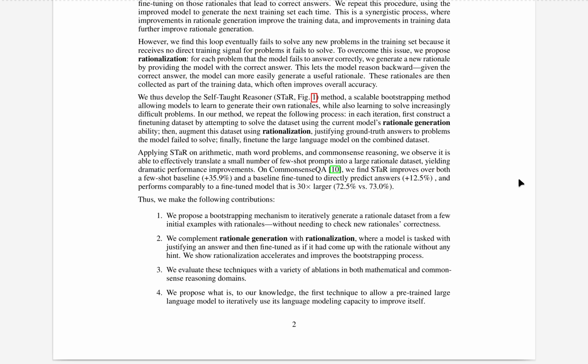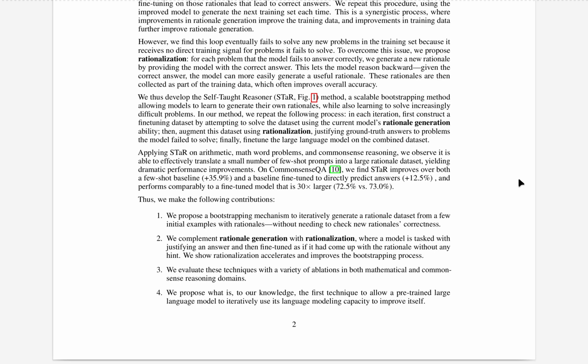Thus we make the following contributions. 1. We propose a bootstrapping mechanism to iteratively generate a rationale dataset from a few initial examples with rationales, without needing to check new rationales' correctness. 2. We complement rationale generation with rationalization, where a model is tasked with justifying an answer and then fine-tuned as if it had come up with a rationale without any hint.